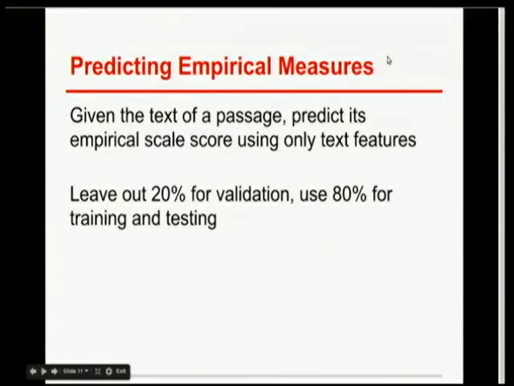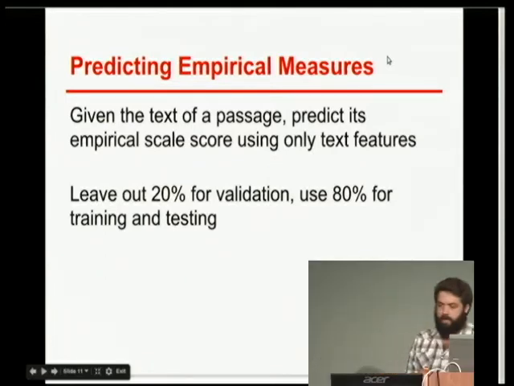So that's kind of the first half of our work. We now have a set of texts that we have established interval scale scores for each text. And now what we want to do is predict that scale score using only the text features. And this is what the Lexile framework does in general. We have a tool that analyzes a piece of text and predicts what measure you would get if you went out and did an empirical study with it. But we want to do this now for these beginning reading books. Leave 20% out for validation and use 80% for training and testing.